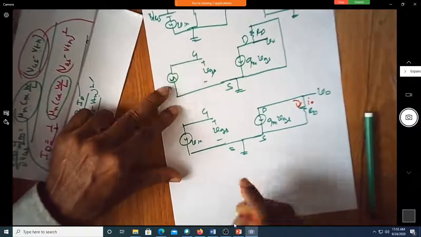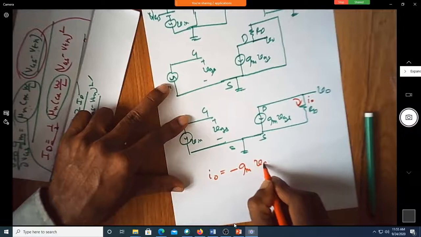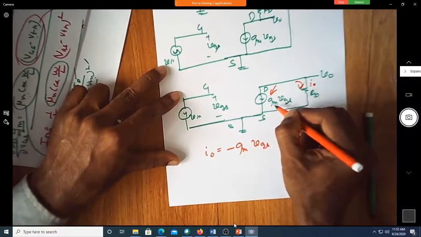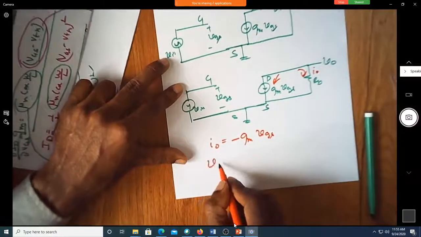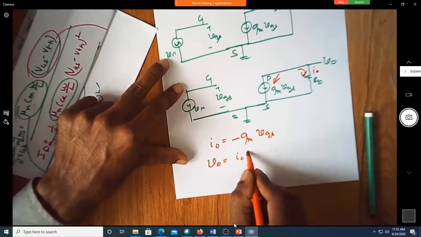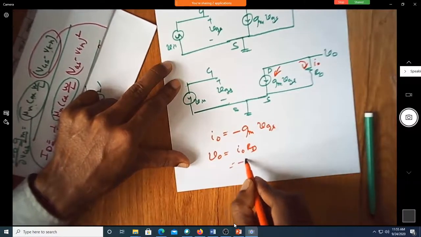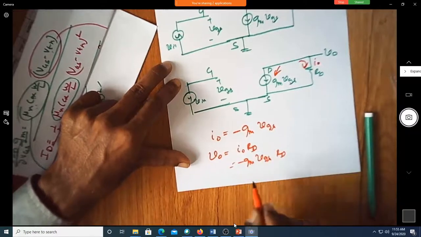Correct? Yes, sir. Shall I now write I naught is equal to minus gm into VGS, because they are opposite, no? This is gm into VGS, opposite. This is minus gm into VGS. So what is V out now? V naught, is it not I naught into RD? Yes, sir. But what is I naught? Is it not minus gm into VGS into RD? Because this RD I'm retaining.